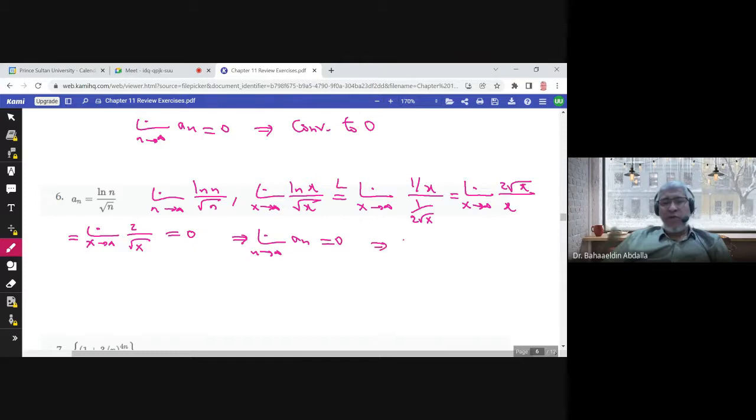So the sequence converges to 0. The sequence is convergent and it converges to 0.